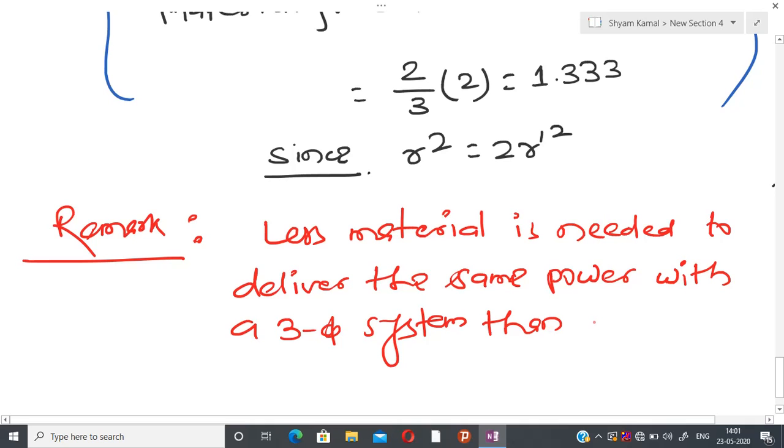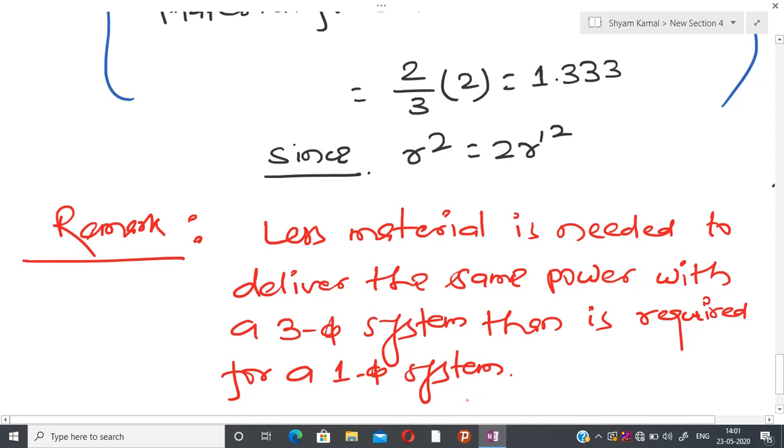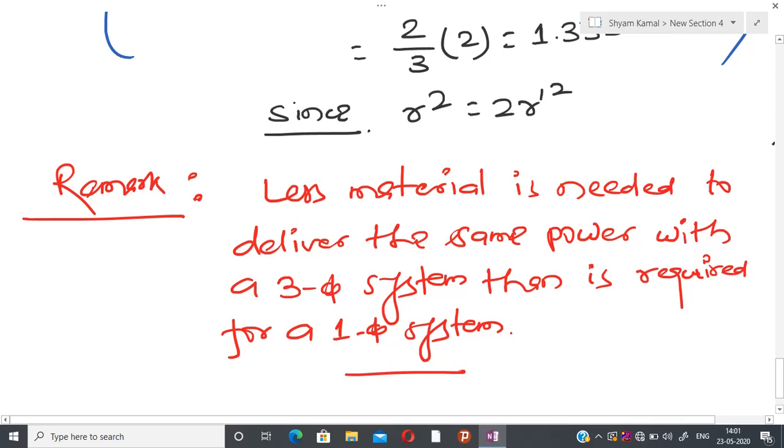Then, is required for a one-phase system. So this is one of the important remarks, and with this remark I am going to close this course. So let us try to see the summary of this course.